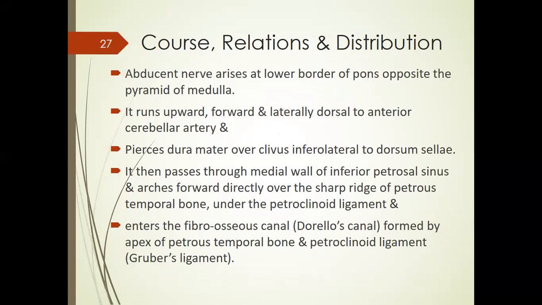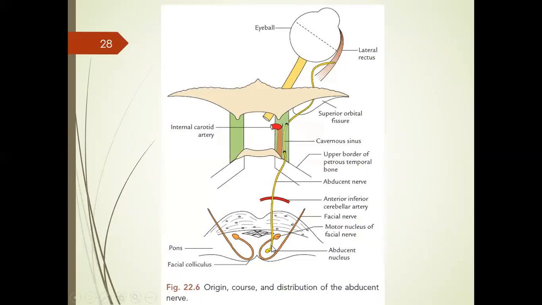If you see the course, relations and distribution of the abducens nerve, it arises at the lower border of the pons, opposite the pyramid of the medulla. It runs upwards, forwards, and laterally, dorsal to the anterior inferior cerebellar artery. Then it pierces the dura mater over the clivus, inferolateral to the dorsum sellae. Then it passes through the cavernous sinus, thereafter the superior orbital fissure, and supplies the lateral rectus muscle.